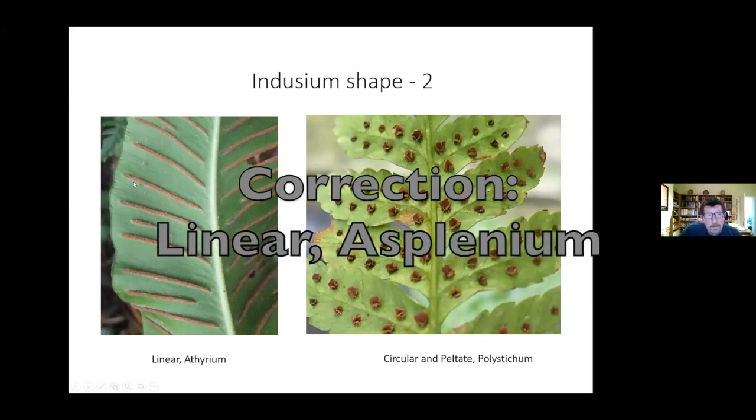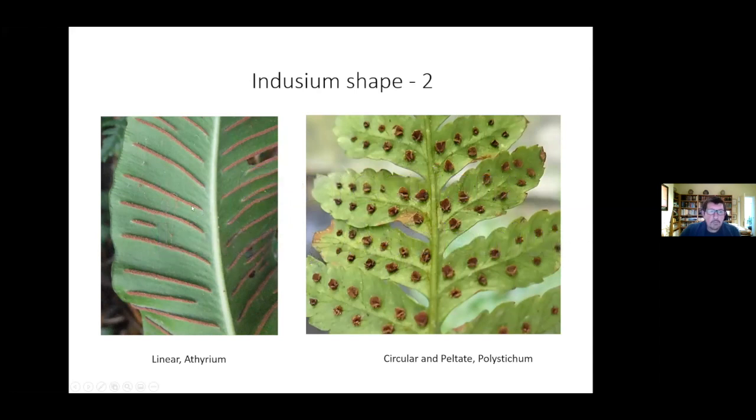Well, they can be linear. This is Asplenium scolopendrium, and they're in long lines. These are actually paired, but they appear together. But some of them have single lines as well, but they are linear. So that is our genus Asplenium. Sorry, that was a mistake earlier. This is Asplenium, not Athyrium.